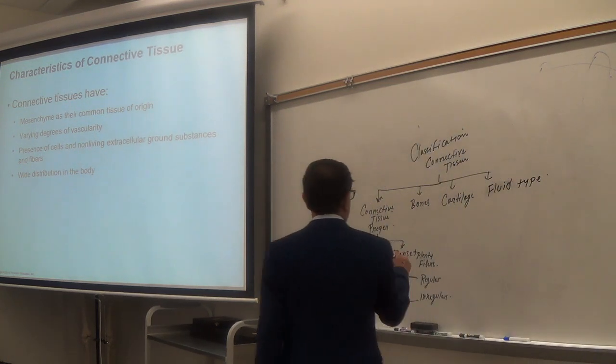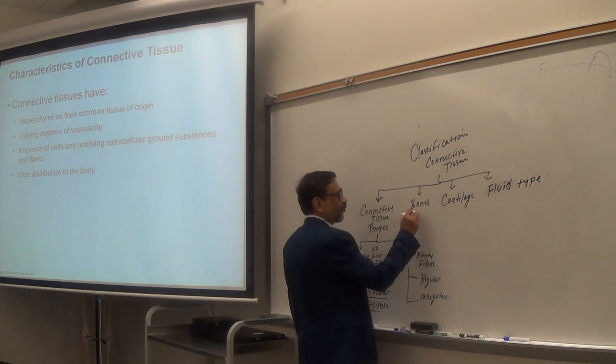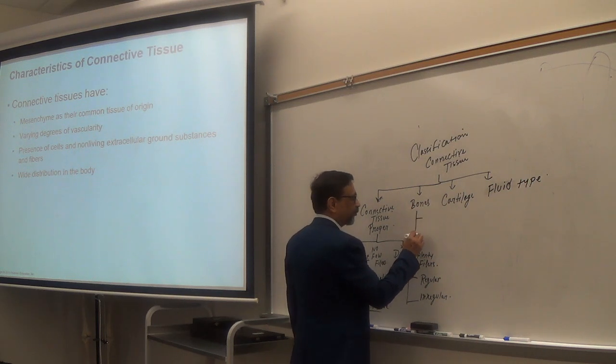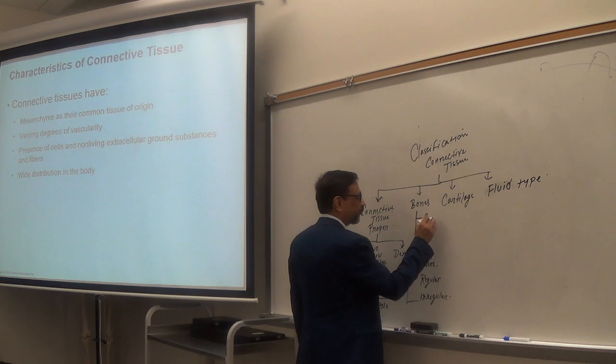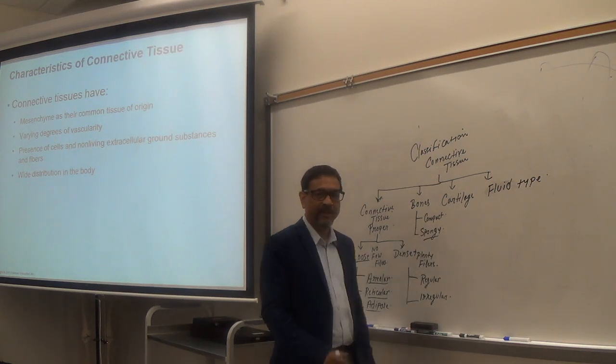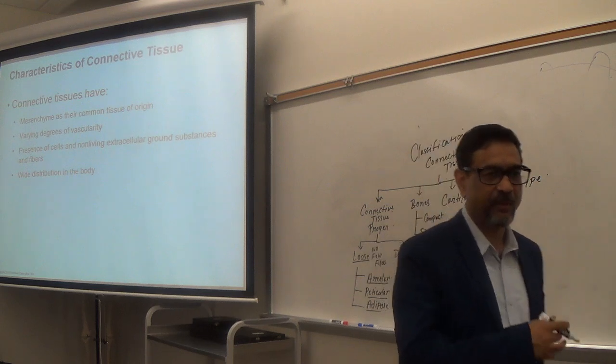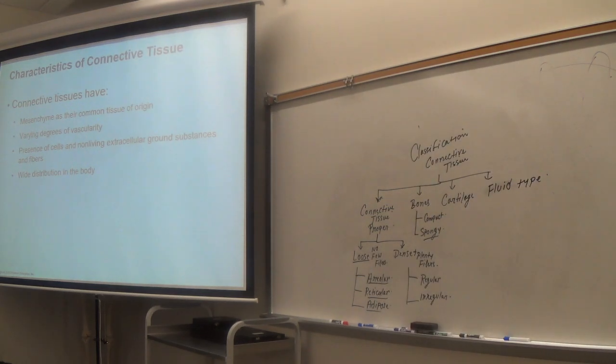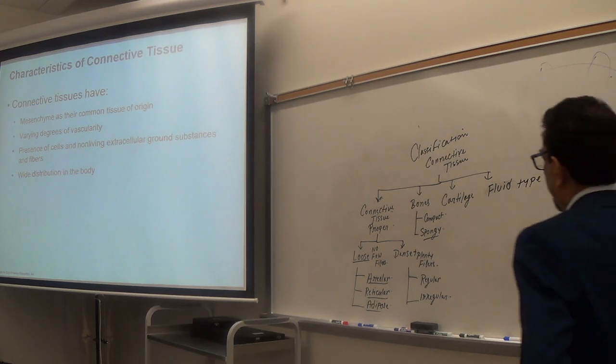Then bones. Bones are two types: compact, which is hard, and spongy, which is soft. Cancellous bone, spongy. So these are two types of bones. Make sense? Okay. Then cartilages.